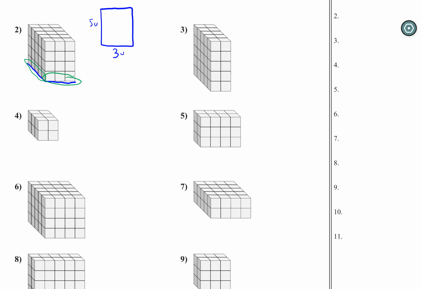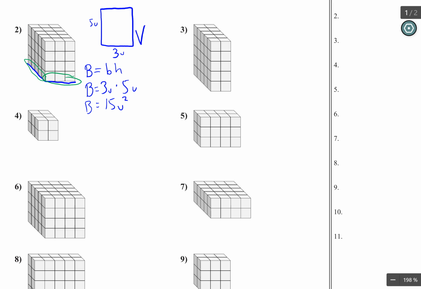To find the area of that base shape, big B is the area of the base. I have base times height, so the area of the base is 3 units times 5 units. Now I have 3 times 5, which is 15. Units times units gives me units squared, and I have now found the area of my base. But what I'm needing to find is actually the volume, so I'm going to use what I know to find the volume.